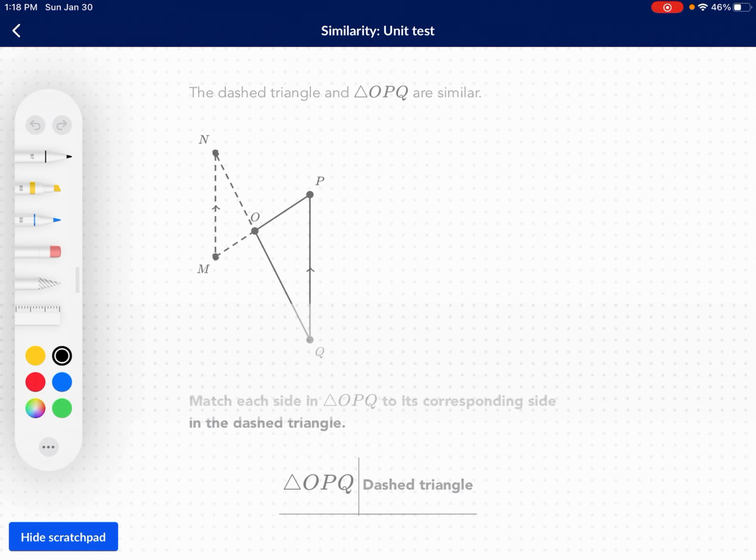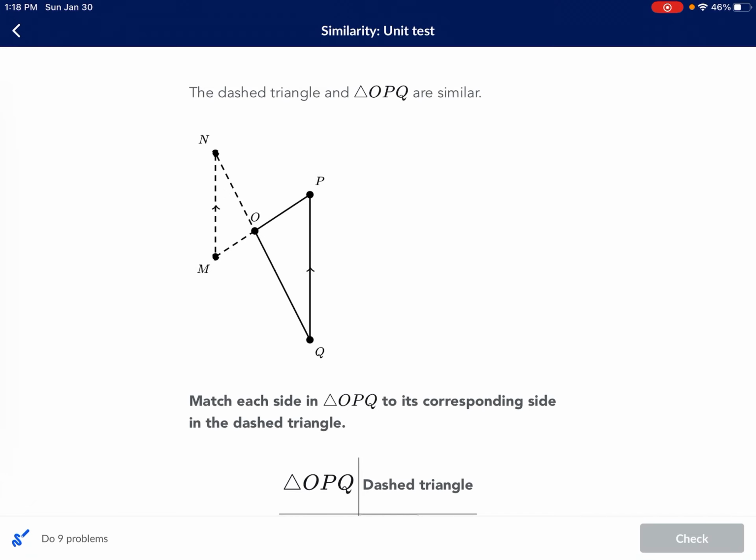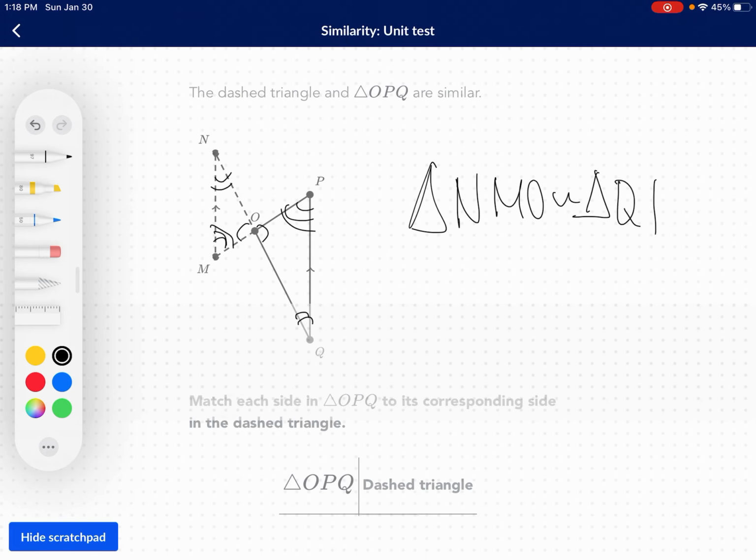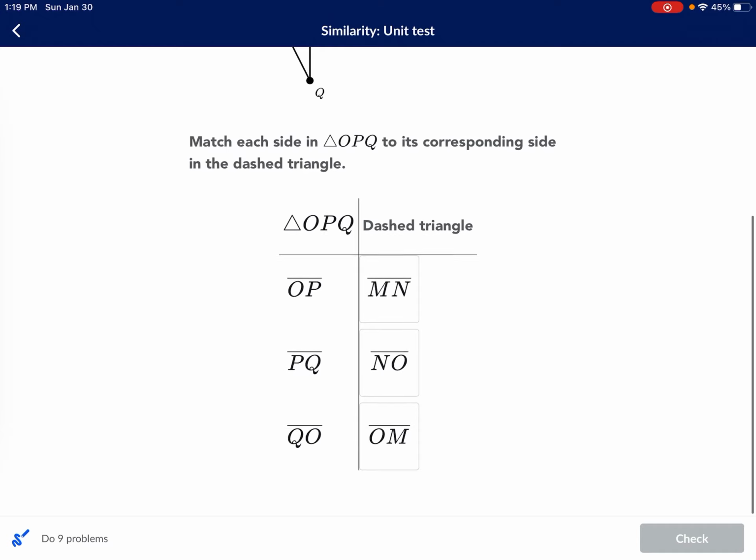The dashed triangle and triangle OPQ are similar. Since MN is parallel to PQ, these are congruent because vertical angles are congruent. This is congruent to this because alternate interior angles are congruent. This is congruent to this for the same reason. So triangle NMO is similar to triangle QPO.